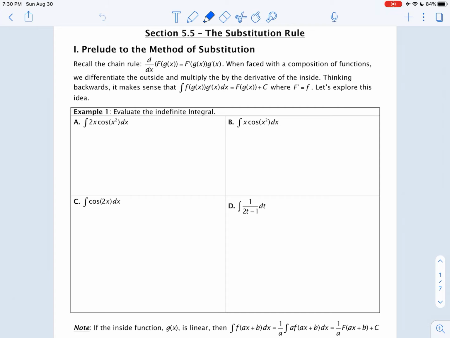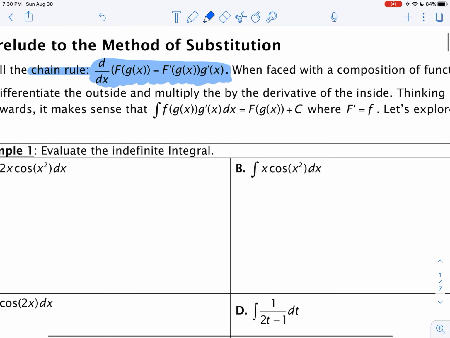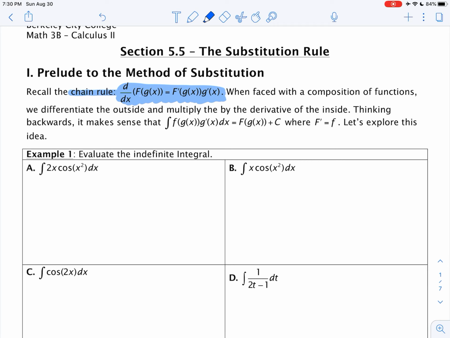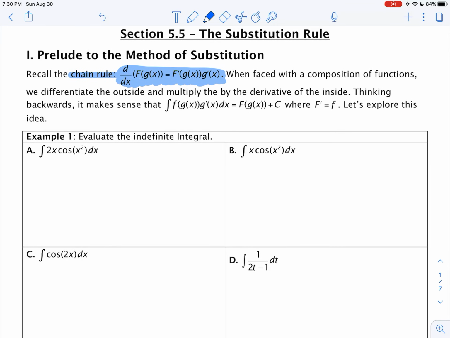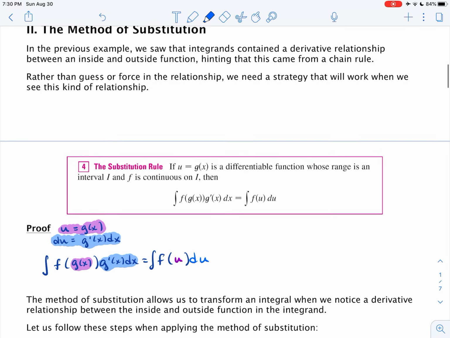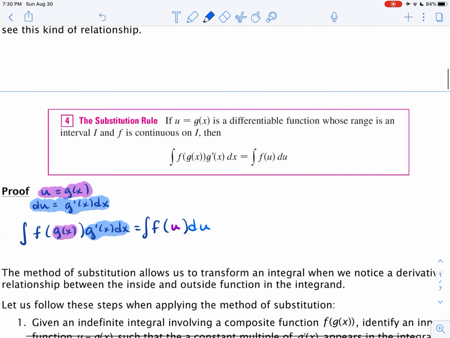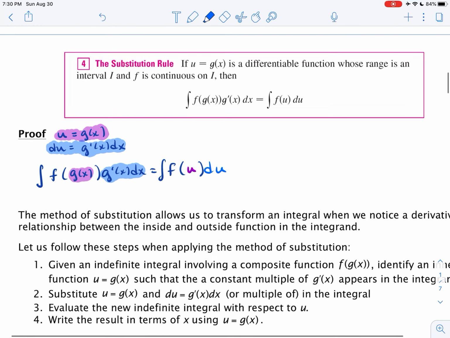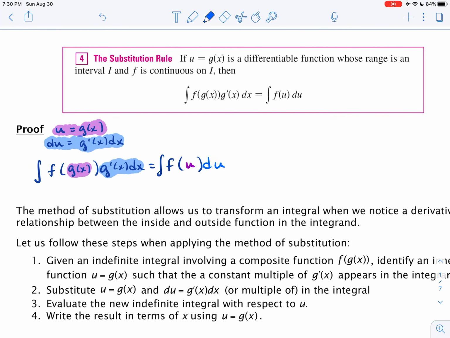So in the beginning of this worksheet that you see before here, recall that the chain rule, the derivative of a composition of functions, is the derivative of the outside evaluated at the inside, times the derivative of the inside. So I'm going to scroll forward before coming back to these examples, and just the substitution rule in general is that if we make a u substitution, we're going to introduce a new variable because we recognize a composition of functions inside our integrand.